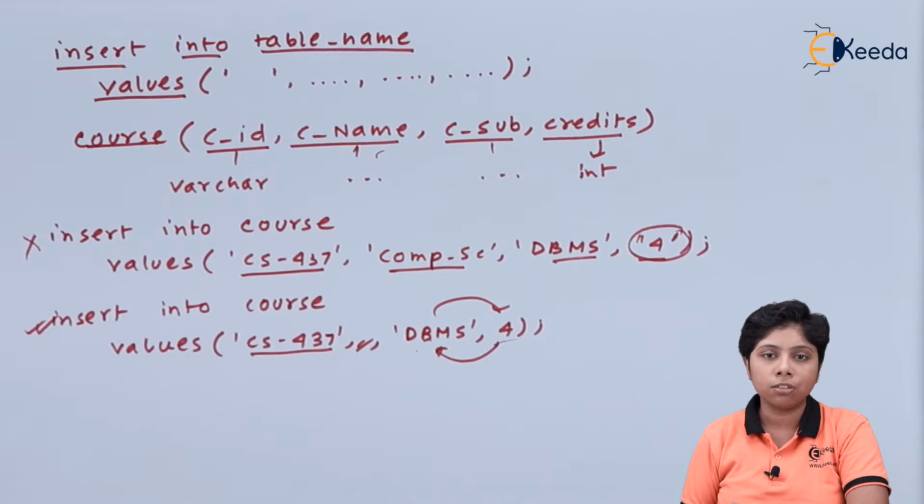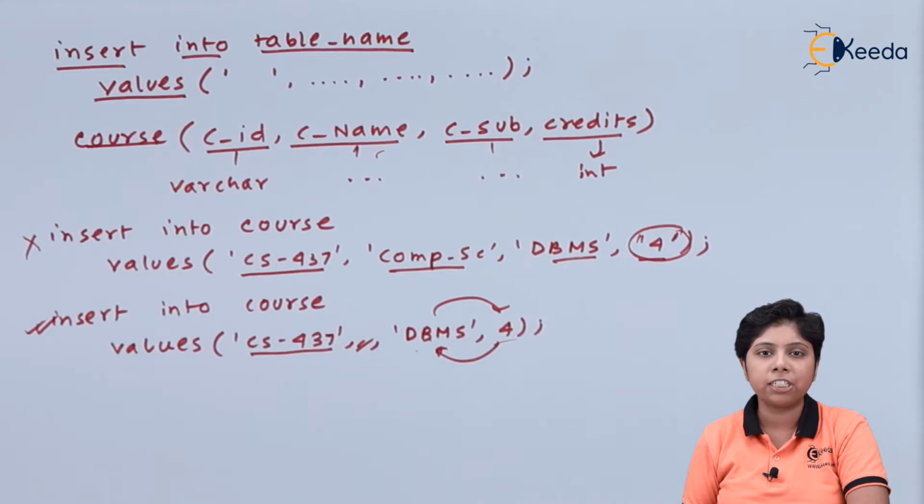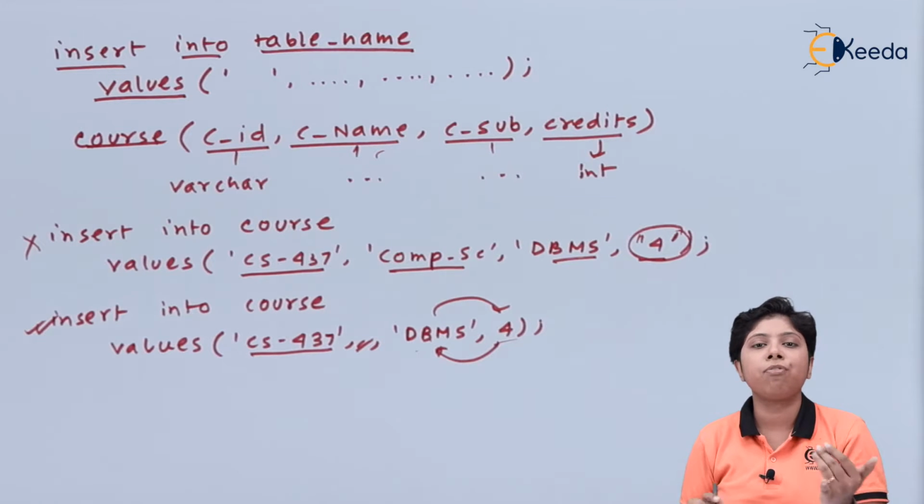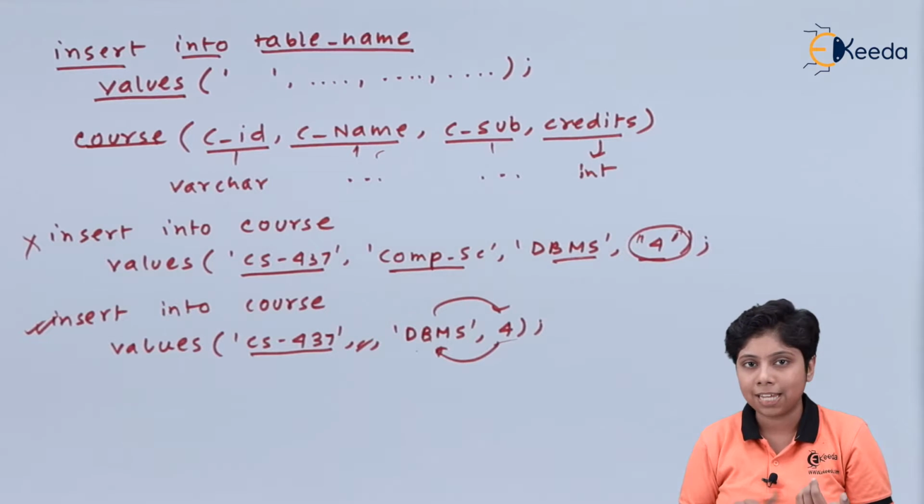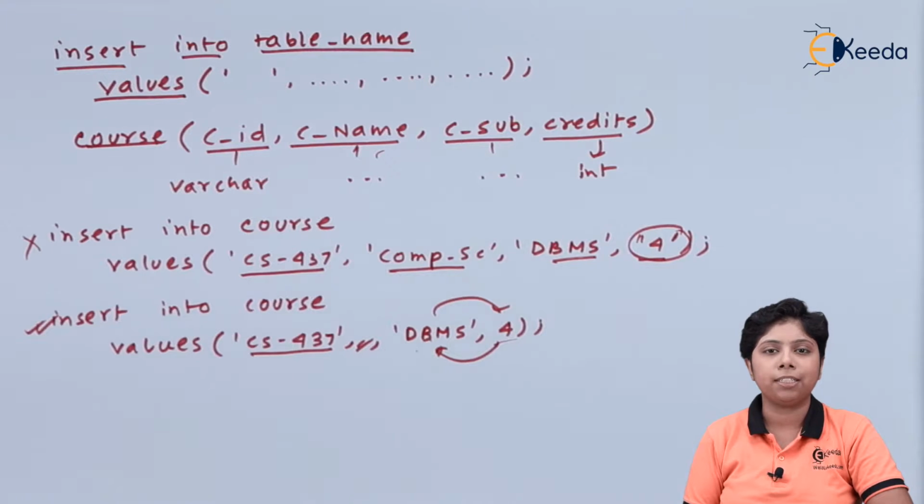And if there is a constraint violation, that is if the CNAME can be only say 5 or 6 characters and we are making it 7 or 8 characters, then also it will create a problem. So we need to define the data types properly, their sizes properly, constraints properly, and the values and ordering should be in exactly the same order as defined in the schema. So these things we need to keep in mind.